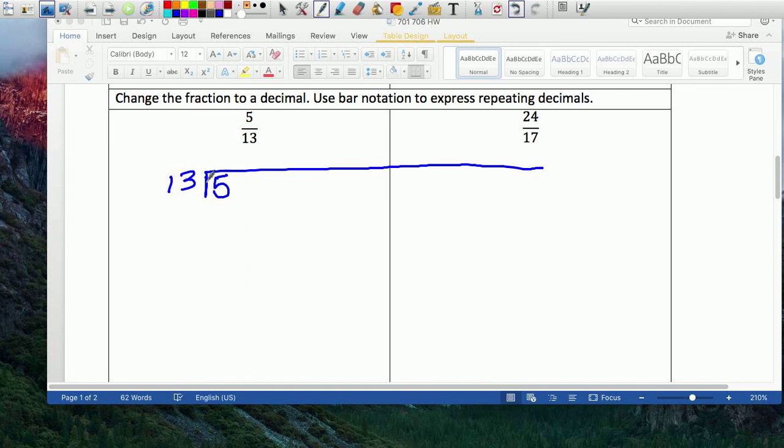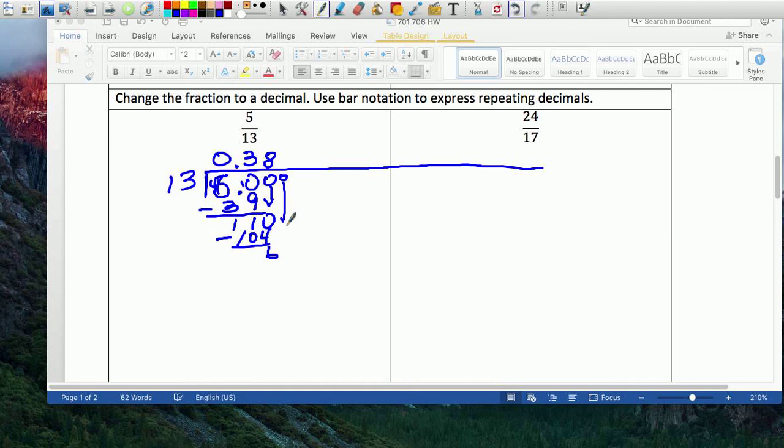So 13 does not go into 5. So add a decimal, add a 0. And 13 goes into 50 3 times. 3 times 13 is 39. I'm going to subtract. We're going to have 11 left over. Bring that 0 down. 13 goes into 110. I have no idea, so I'm just going to try times 6 maybe. No, 13 times 8, which is 104. 110 minus 104 is 6 left over.